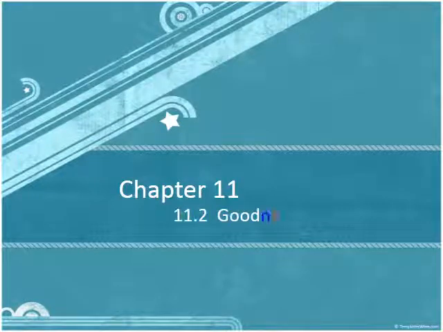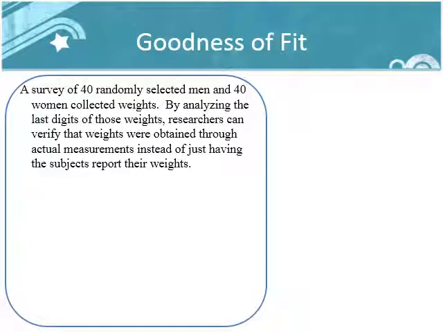Section 11.2 is what we call a Goodness of Fit test. In the previous sections, we've looked at testing a claim about one or two means and one or two proportions. What we're going to look at now is one sample of data. We're going to look at several proportions and test some claim about those proportions. So let's start off with an example.